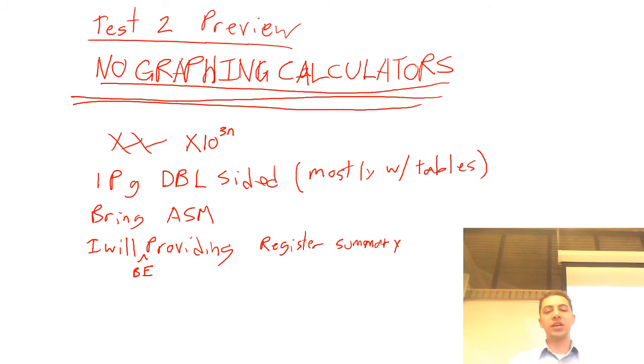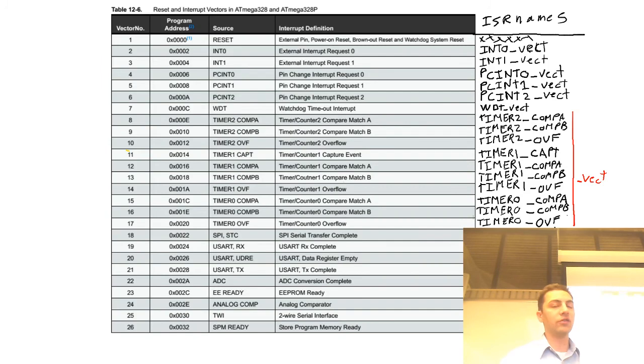So bring the ASM sheet. I'll provide the register summary. You can have 1 page double-sided cheat sheets. And I said it's going to be filled mostly with tables because here's what's on the exam. Interrupts are on the exam.